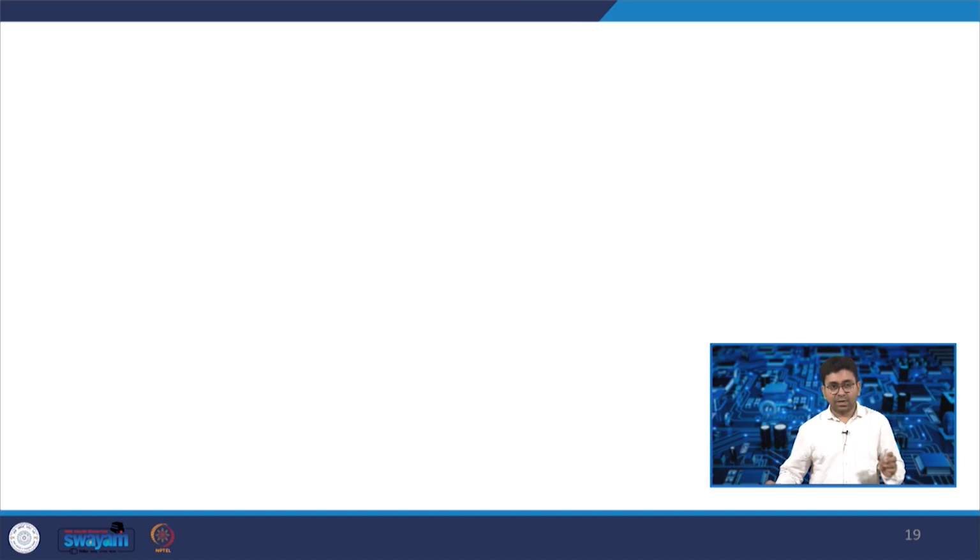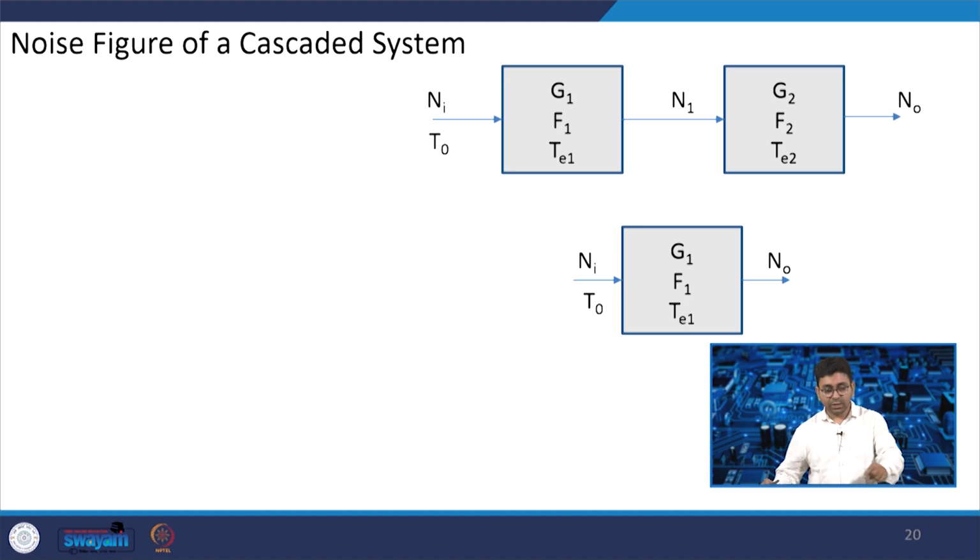Now, we have only seen a single system, meaning a single amplifier, but in an RF system there are many cascaded components, like low noise amplifier, mixers, IF amplifier, filters. So, if there is a cascaded system, how can you get the noise figure of the complete system? For that, we will try to find the noise figure of a cascaded system.